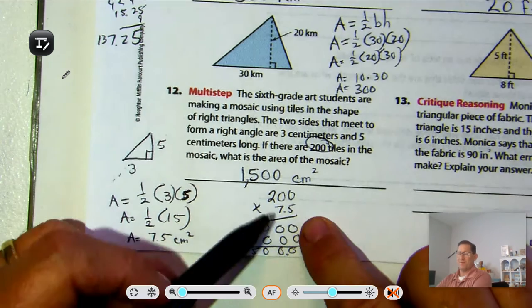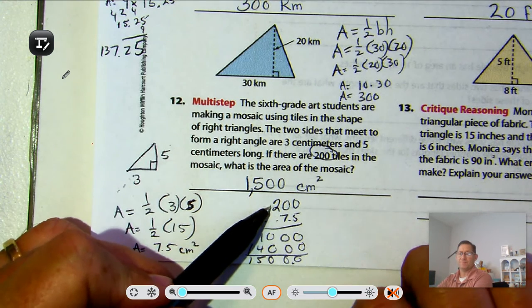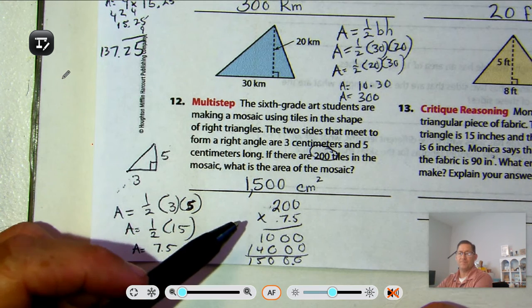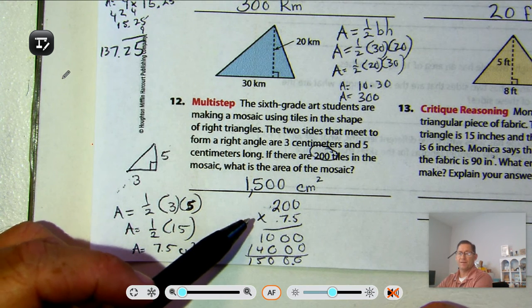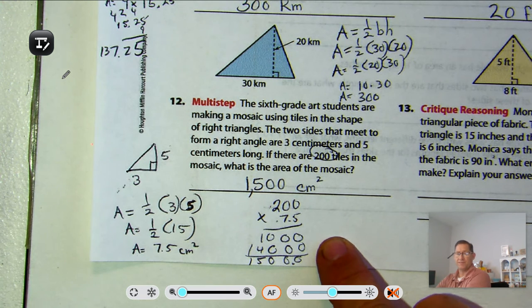Some of you might look at this and say, 7.5, why don't I just double that and put 2 zeros on it? Yeah, that would have been the easy way to do it. Because basically we're saying 7.5 times 2 hundreds. So 7.5 times 2 hundreds is 15 hundreds.